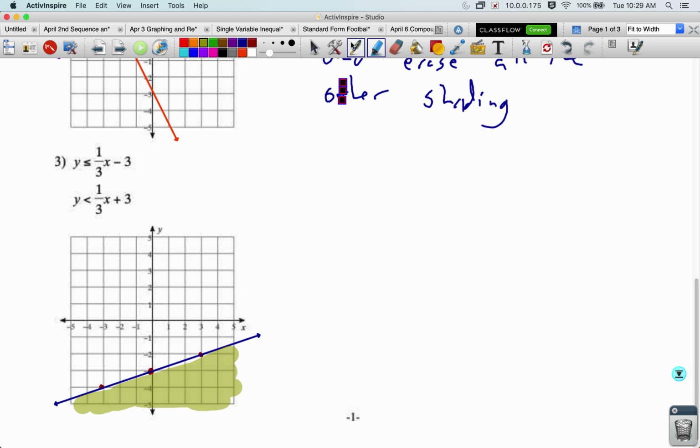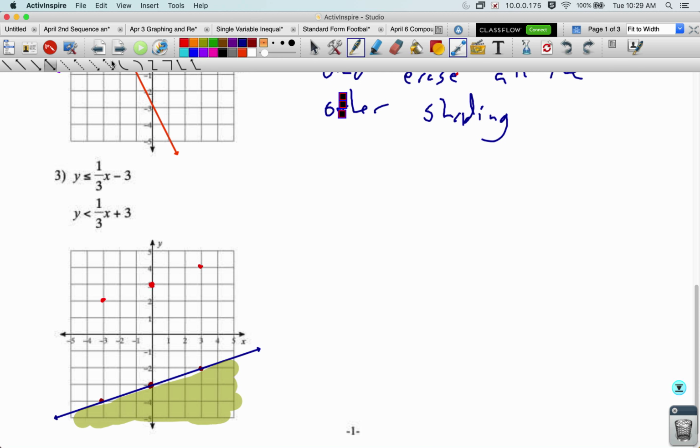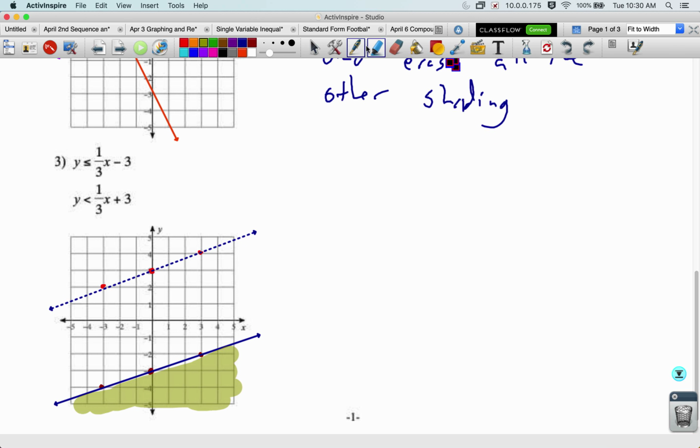All right, next line, it's got a y-intercept of +3, but it has the same slope, up 1, right 3, or down 1, left 3. These lines are parallel because they have the same slope. This gets connected up with a dotted line. So let me pick a dotted line to go through these points here, and then it gets shaded below. So I'm shading below this line.